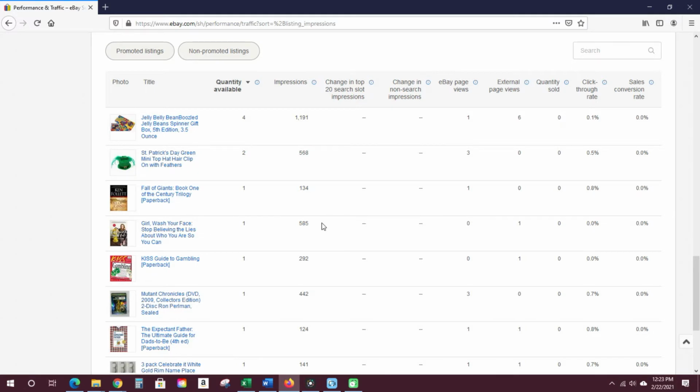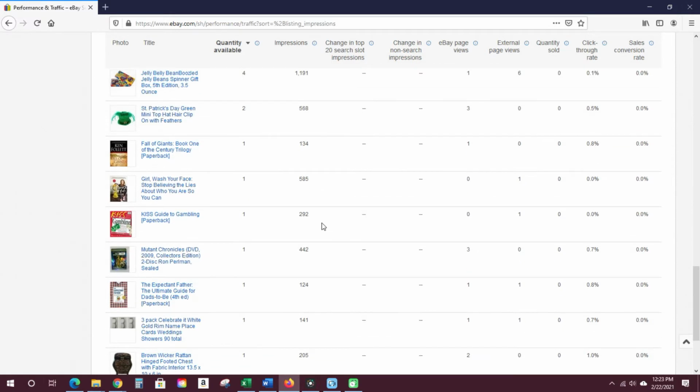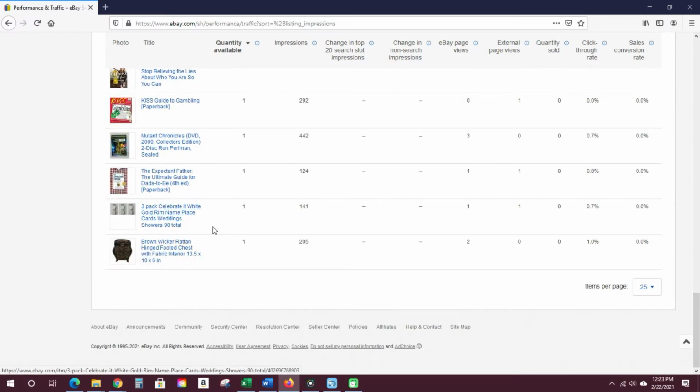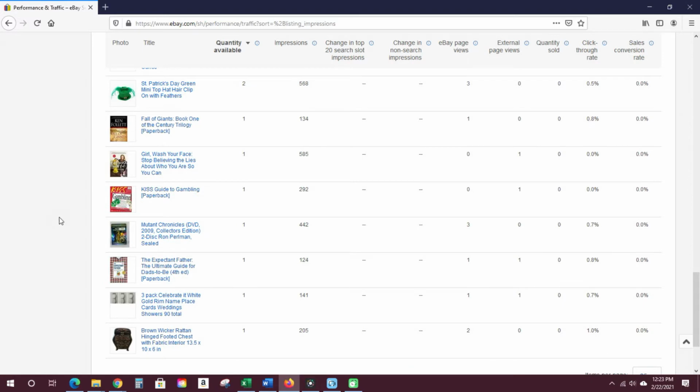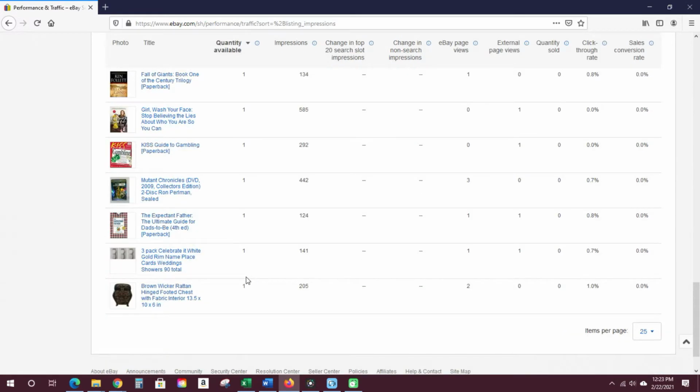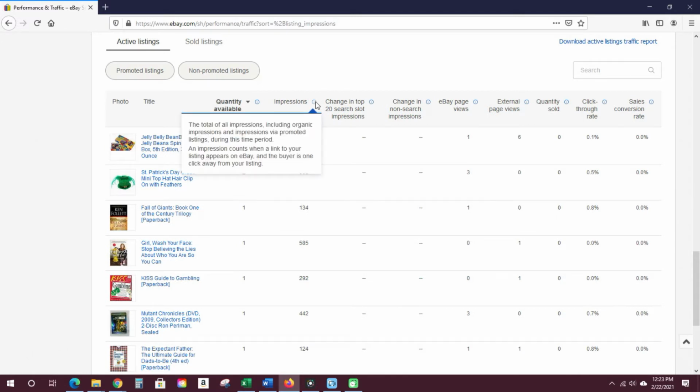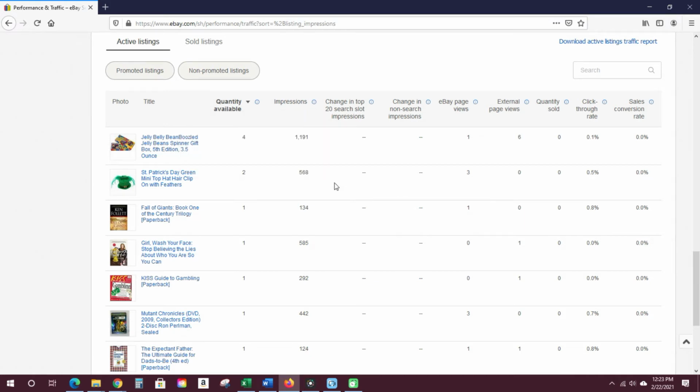Okay, so let's look at a few things. As you can tell, I have very few items in the store. I have a couple of books. I have a Jelly Belly spinner gift box, a St. Patrick's Day item, these wedding card place things, and then this item here. And as you can look at this, notice three things. One, it'll tell you the number of quantities you have and the impressions. The impression counts when a link to your listing appears on eBay and the buyer is one click away from your listing. So if they're looking up something, this is like how often it comes up.